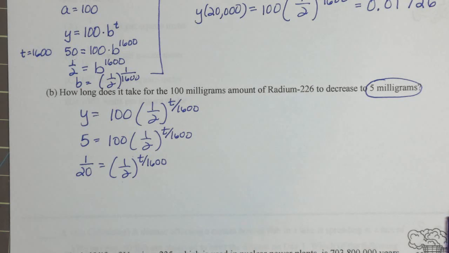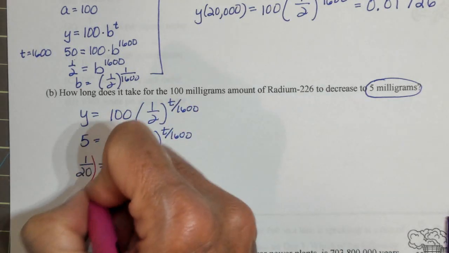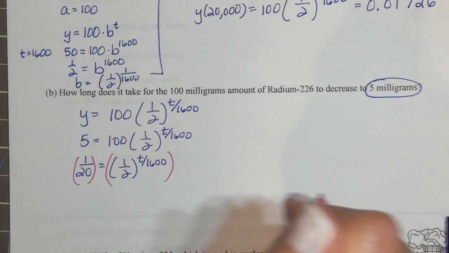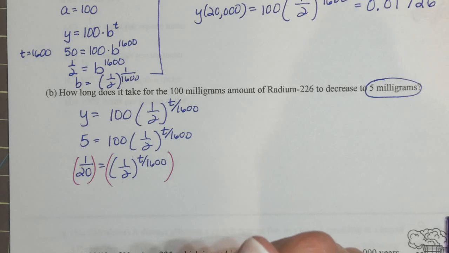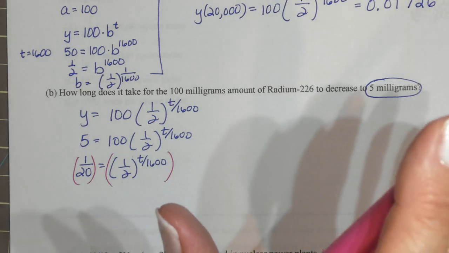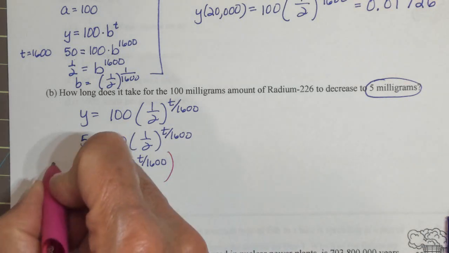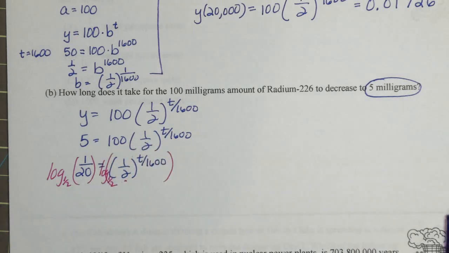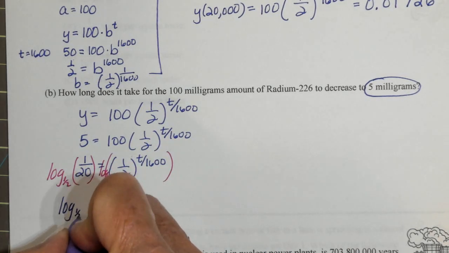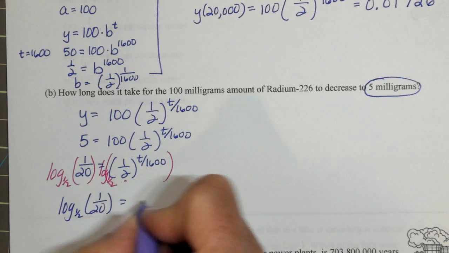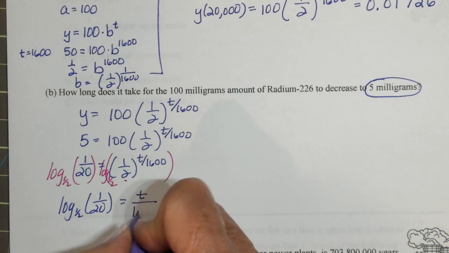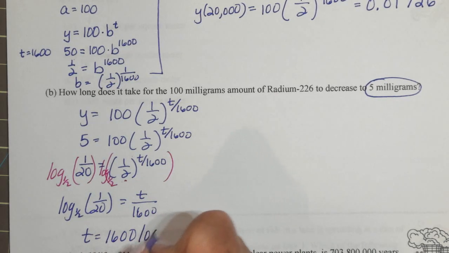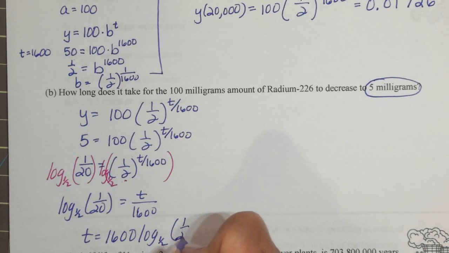My knee jerk is always to ln both sides, because I know that in calculus we exclusively use ln's. But we can log base 1/2 both sides. And then I would get log base 1/2 of 1 over 20 is equal to just the exponent over here. And then t is equal to 1600 log base 1/2 of 1 over 20.